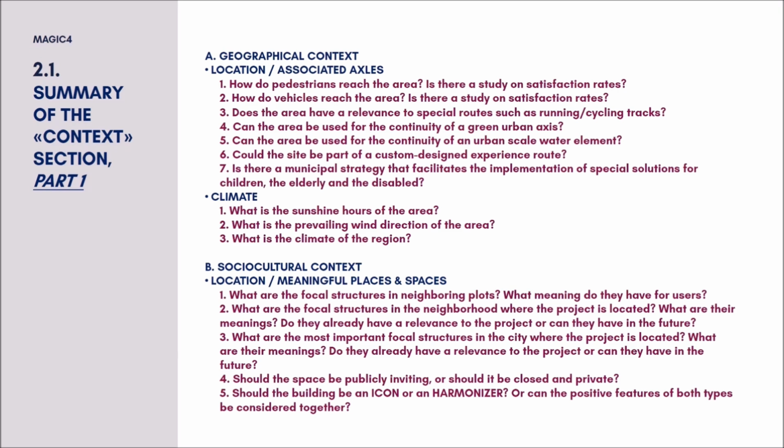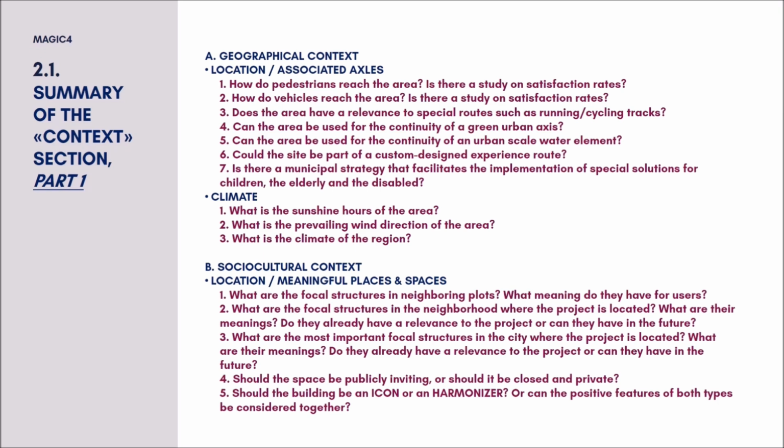B. Sociocultural context. Location, meaningful places and spaces. 1. What are the focal structures in neighboring plots? What meaning do they have for users? 2. What are the focal structures in the neighborhood where the project is located? What are their meanings? Do they already have a relevance to the project or can they have in the future? 3. What are the most important focal structures in the city where the project is located? What are their meanings? Do they already have a relevance to the project or can they have in the future?